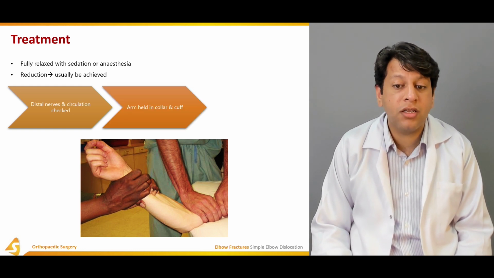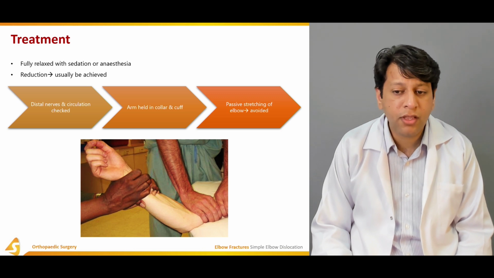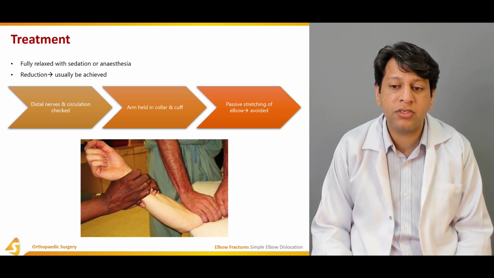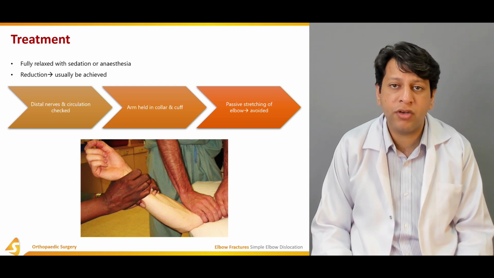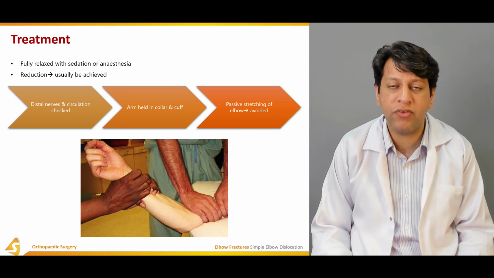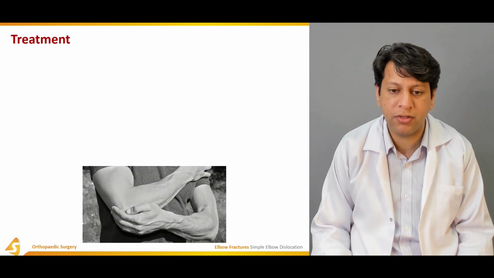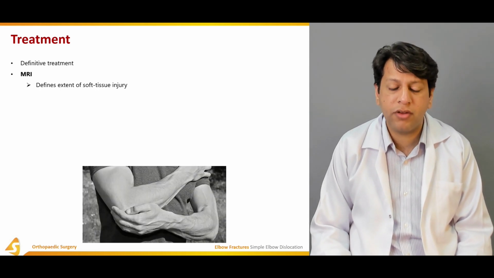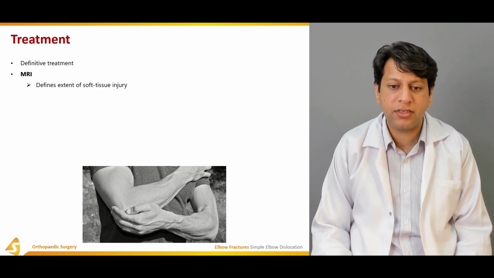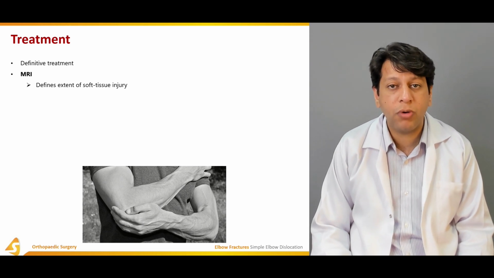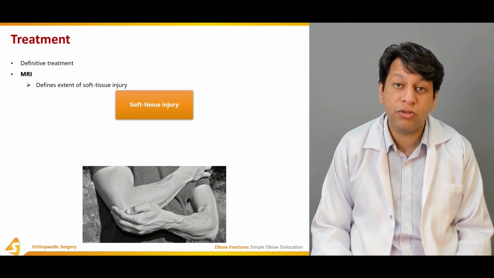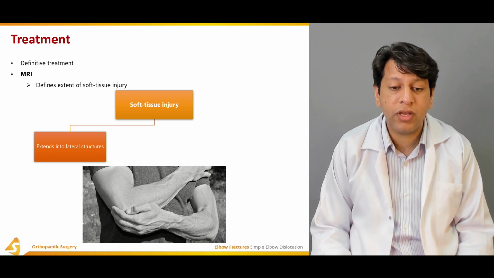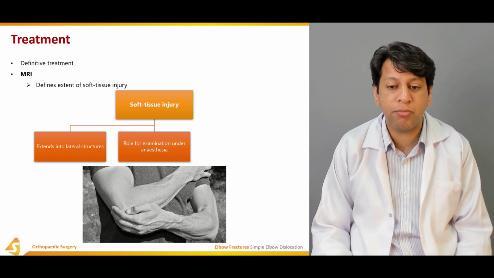Then the arm is held in a cuff and collar. Passive stretching with elbow exercises is started after 4 to 5 weeks. Initially, it has to be avoided for at least 4 to 5 weeks so the soft tissue can heal over time. Now coming to the definitive treatment, MRI defines the extent of soft tissue injury. Why do we need to look at it? Because of the status of medial and lateral collateral ligamentous injury, since soft tissue injury usually produces instability, therefore we have to assess it properly.